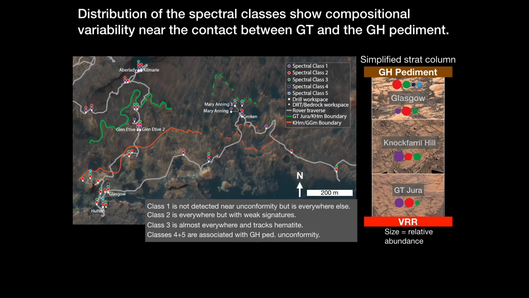of this image. On the right, in the simplified strat column, going from the VRR up through to the Greenheugh pediment, each of these circles yet again represents a spectral class, and the size of the circles represents the relative abundance. You can see there are more clays in the lower stratigraphic units and fewer in Glasgow. Glasgow has 2 rows of dots to represent its general composition away from the Greenheugh pediment unconformity contact on the bottom, and on the top, the composition that we see near the contact between Glasgow and the Greenheugh pediment unconformity.